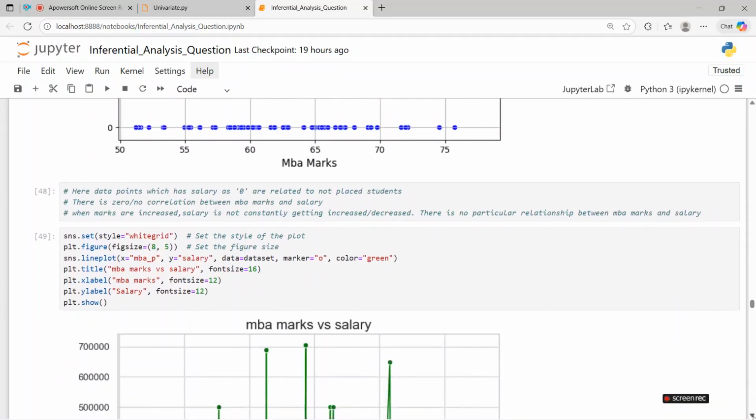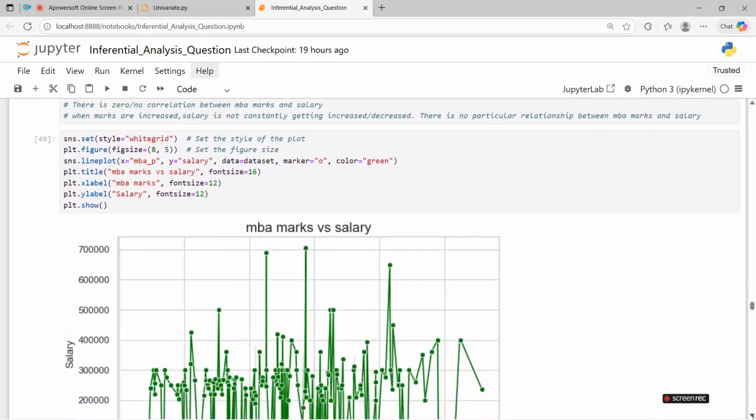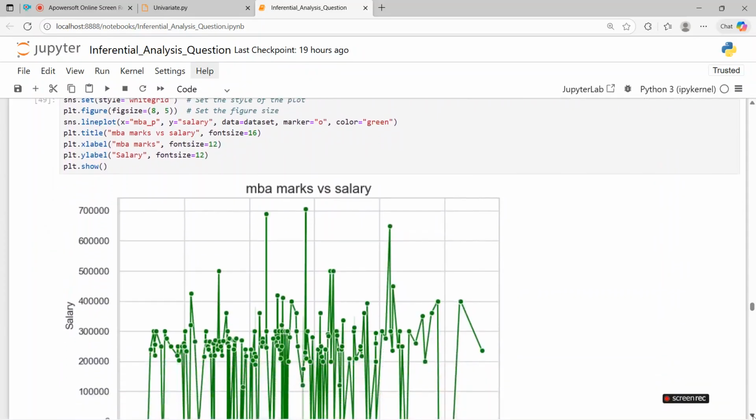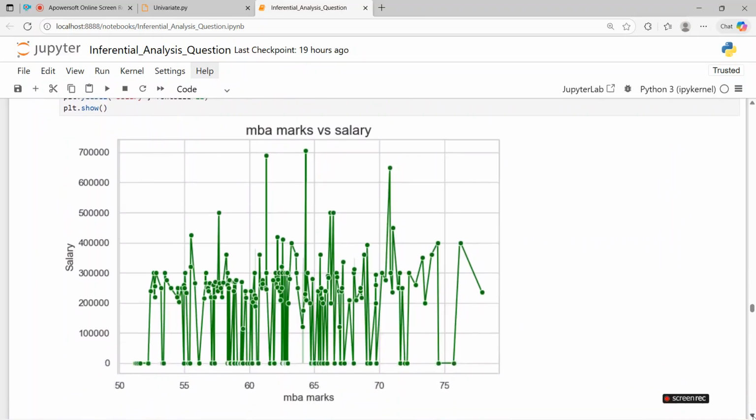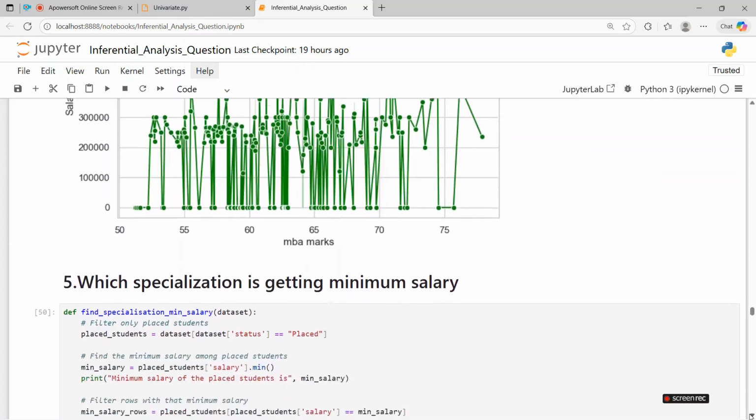So to understand further, we plotted a line plot using Seaborn, with the x-axis as MBA percentage, the y-axis as salary, and data as the data set. Here we can see the salary is increasing for a few data points and decreasing for a few data points. It's like to and fro, increasing and decreasing. So we are not able to tell a particular relationship between them.